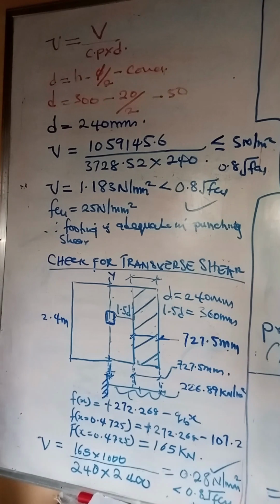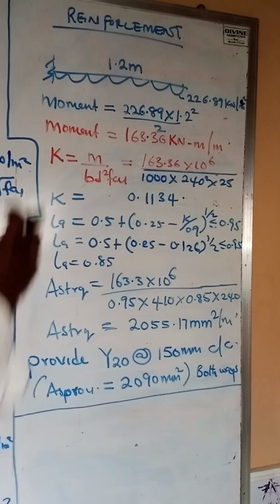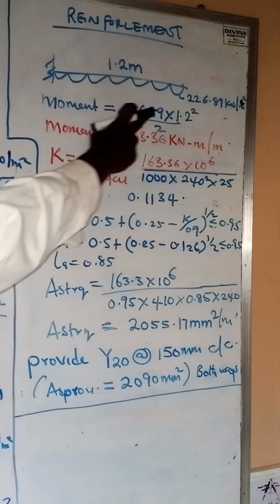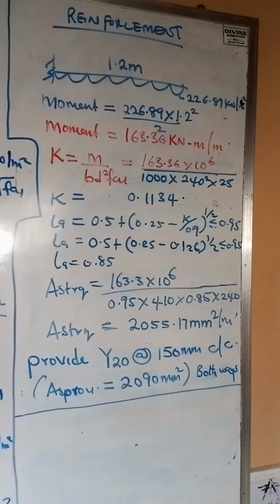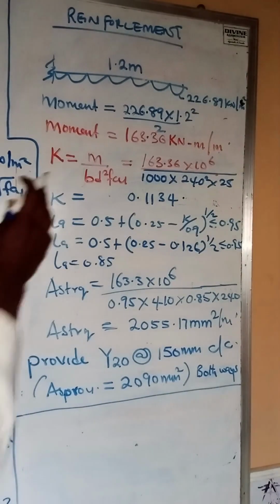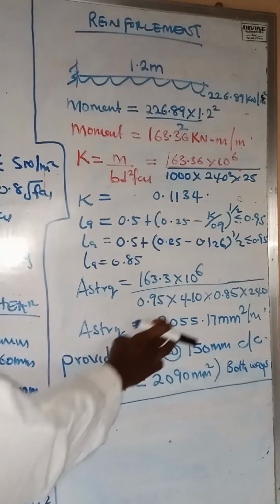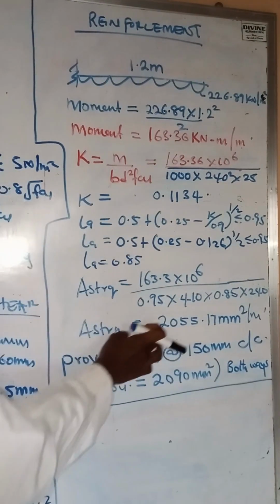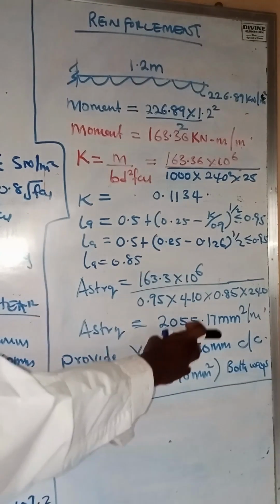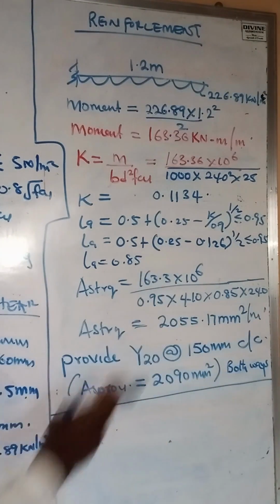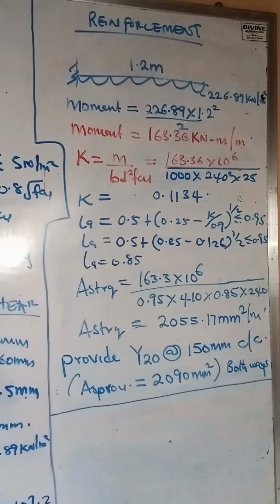Now, the last thing we are going to do in this design is to design the reinforcement. You can see the cantilever like usual. The moment becomes 163.6 kilonewton meter per meter width of slab. If we solve that out, the area of steel required is 2055.17 mm square per meter width of slab. So we say provide Y20 at 150 center to center, and the area of steel provided is 2090 mm square for both sides of the footing.